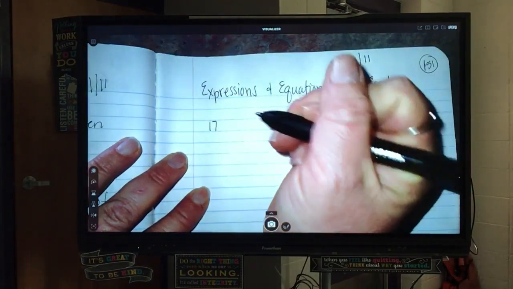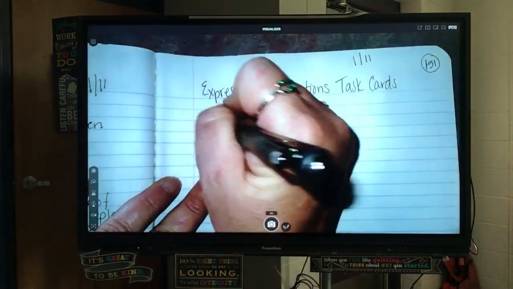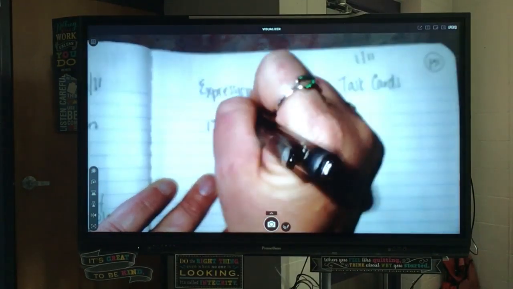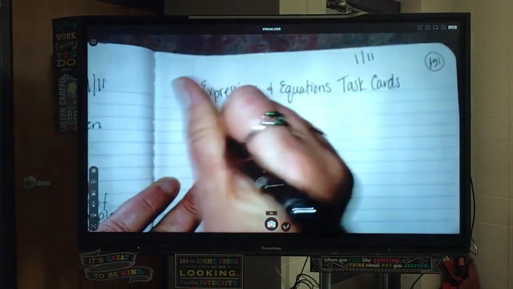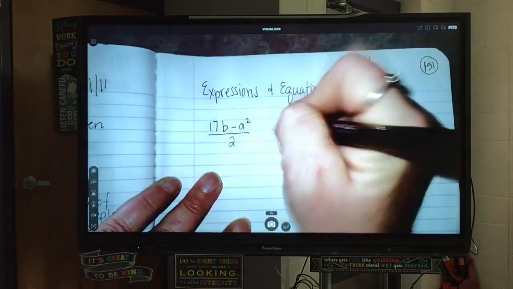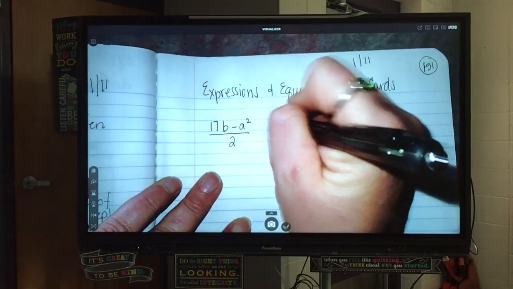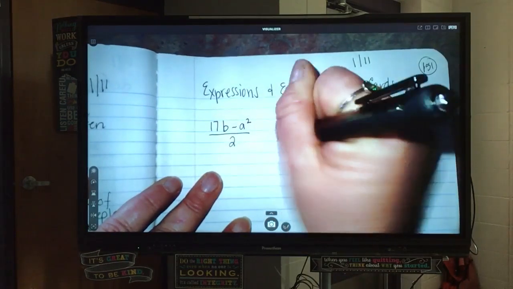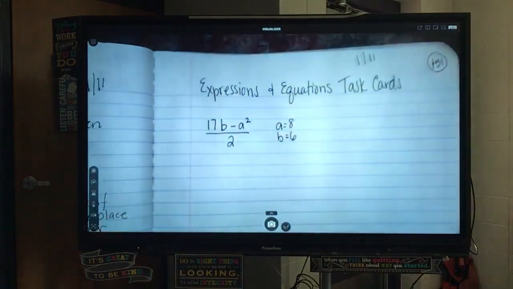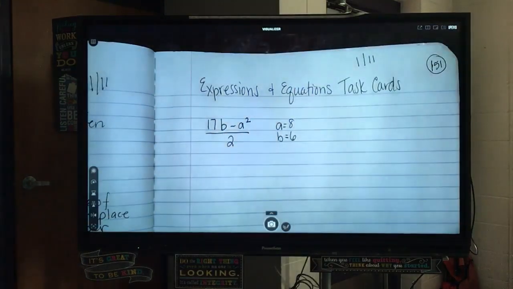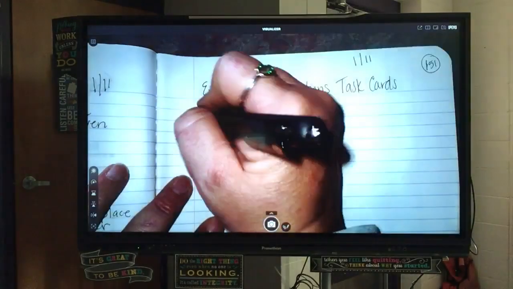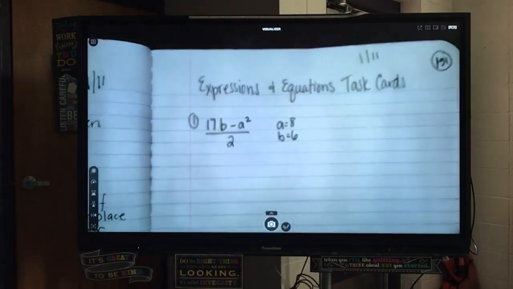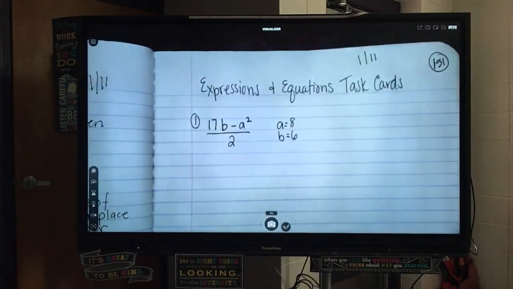The first expression that we're gonna be doing is 17b minus a squared, divided by 2. And a equals 8, and b equals 6. Alright, so this is problem number 1 that everybody is going to do. So we're doing number 1 together. This is obviously an expression because we don't have an equal sign.